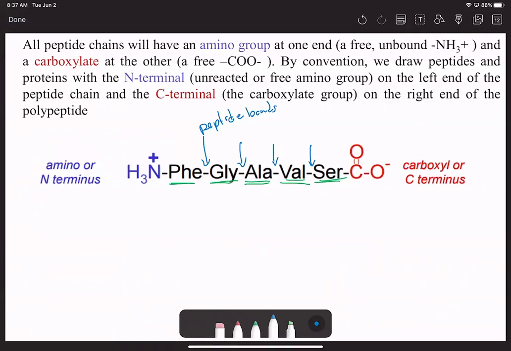So that's what happens. We're taking the carboxyl group of this phenylalanine, and we're bonding it with the amine group of this glycine. And then we take the carboxyl group of this glycine and we make a peptide bond through dehydration and bond it to the amine group of that alanine. And then we end up getting our N-terminus and our C-terminus here.